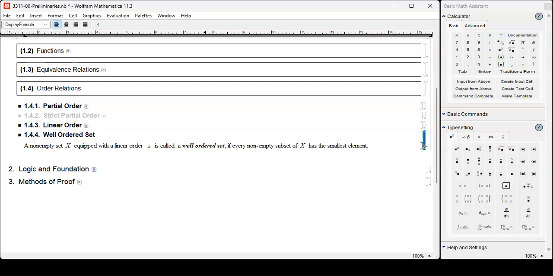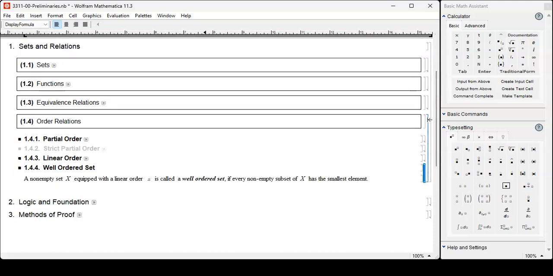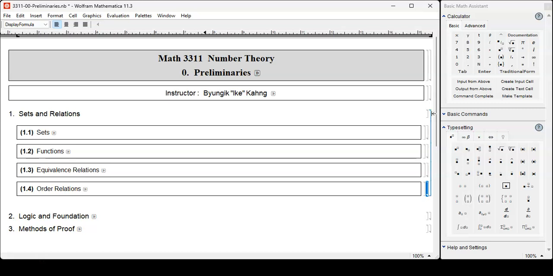Finally, well-ordered sets. What do we mean by a well-ordered set? If any non-empty subset has a smallest element, the minimum, then we call the set well-ordered. That's a review of order relations, and so much for set theory. I reviewed as quickly and as briefly as possible. If you want a little deeper understanding, there are plenty of things I skipped in this notebook, so you can study with those.